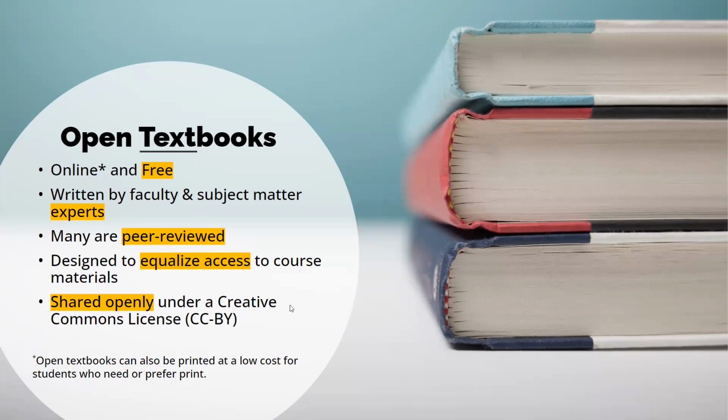And a lot of open textbooks are shared openly under a Creative Commons license. There are different Creative Commons licenses, which we will have a class on later in this semester, but typically, you will see the CC BY at the beginning of an open textbook. And we do have an example, and I'll talk about that example that I will show later on and exactly what that Creative Commons license means. Also, if you are an instructor and you'd really like your students to have a print version of a textbook, they can be printed at a low cost for students that may need them.